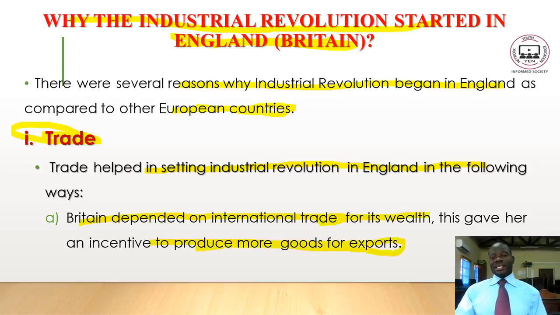So here we are saying that Britain depended on international trade. The British were almost the first people to dominate even the far areas from their country. As such, they dominated those areas because they wanted to trade. They were trading with them. So that is what we call international trade. So that's why we said they were for international trade, and they depended on that international trade for their wealth.